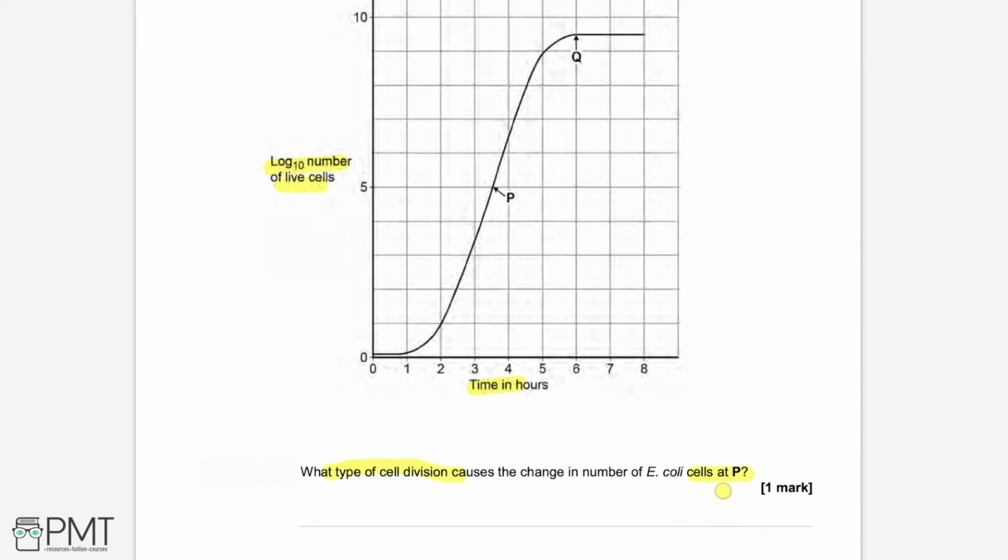Now, as you can see, at P there is a large increase. Now, bacteria divide by a process called binary fission. It's similar in many ways to mitosis, but it's slightly simpler, since bacteria have circular rings of DNA rather than chromosomes. So this is our answer.